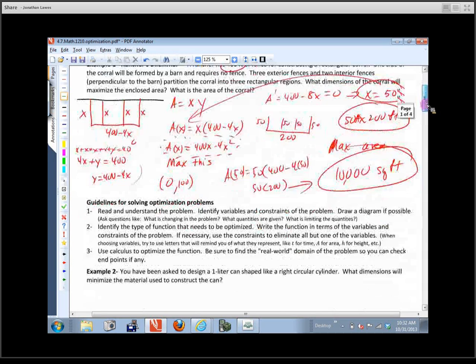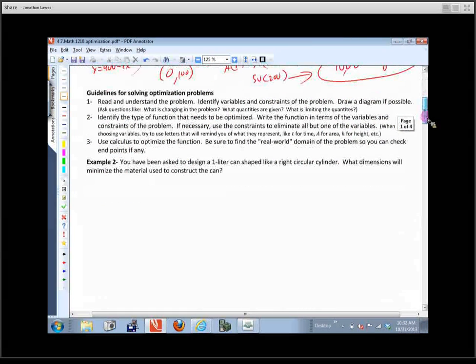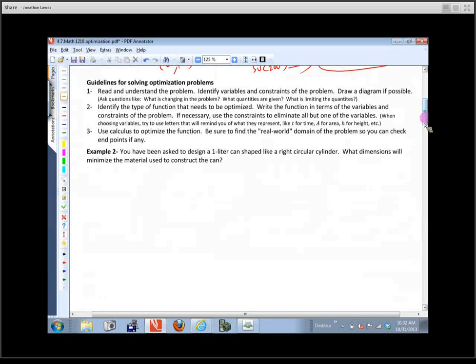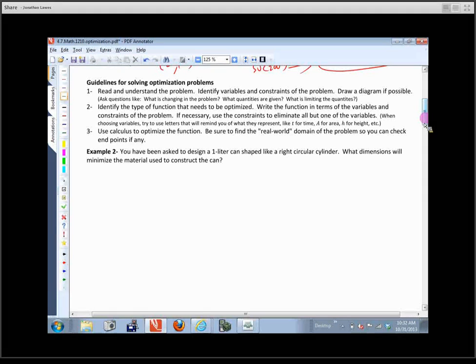Okay, let's take a look at another one. And let's talk about just some general guidelines. In the textbook they go through, I'm not sure this is exactly what the textbook has, but usually we can break this down into 3 steps.